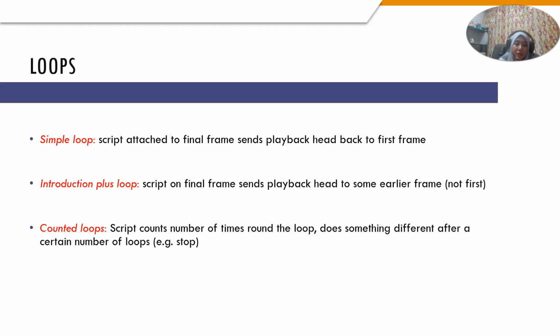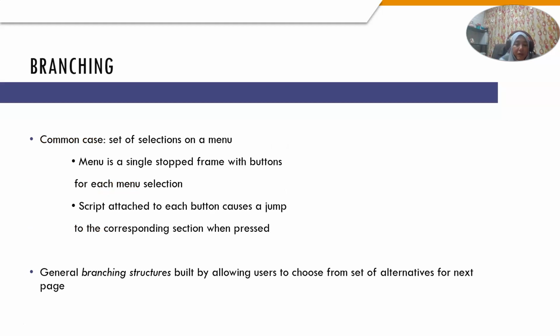For counted loops, the script counts the number of times around the loop and does something different after a certain loop. So you have a certain stage to repeat, and then you can stop at that stage only.